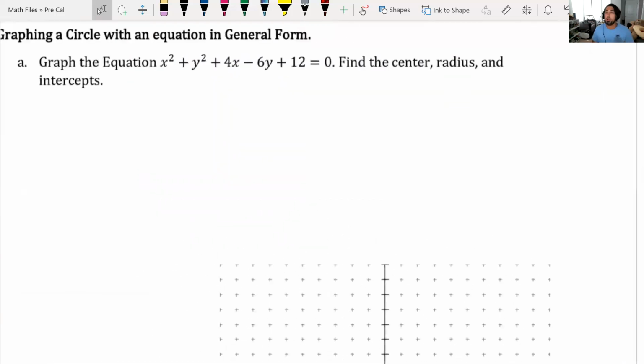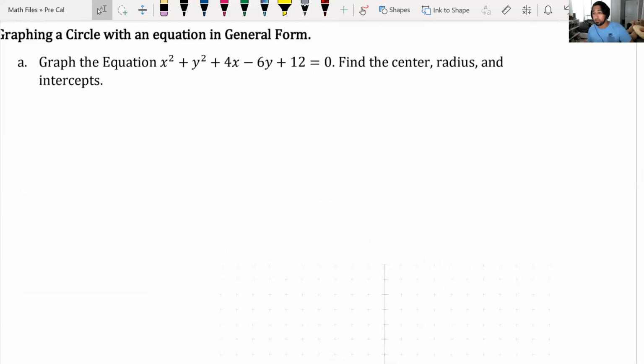So we're going to want to graph the equation, but in order to graph it, we're going to have to go from general to standard form, because once we put it in standard form, we're going to know what the center, the radius, and the intercepts are. Well, we're going to be able to find the intercepts.